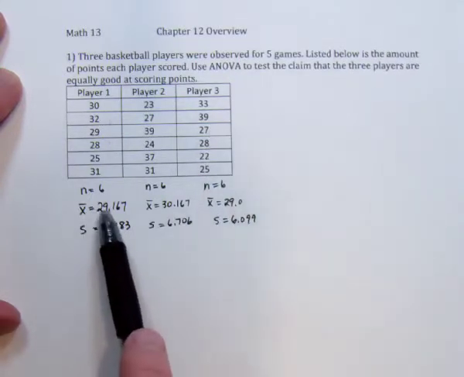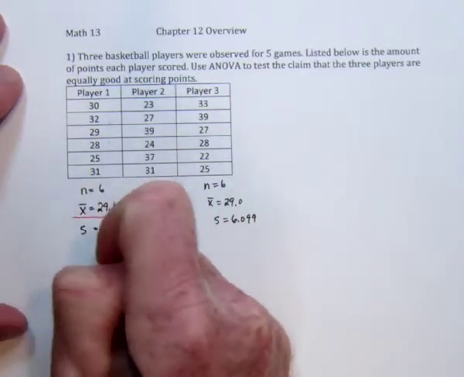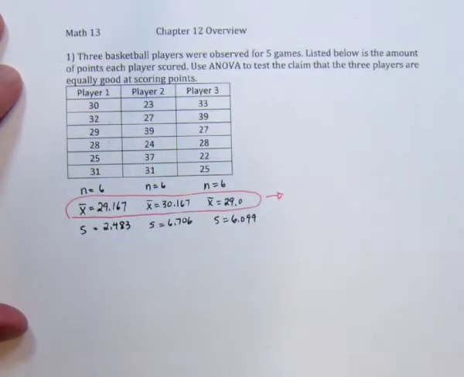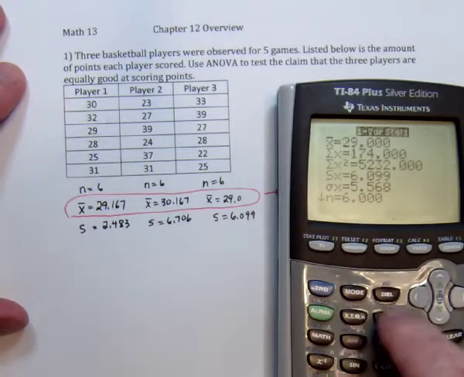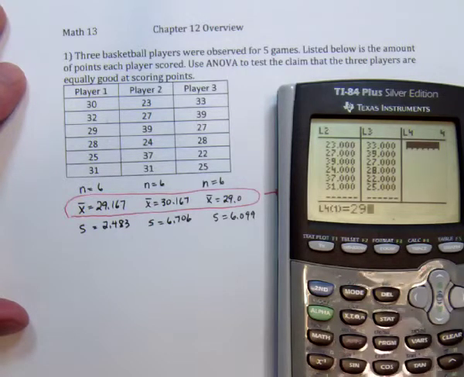So we're going to be testing the claim about the mean, but we're going to be doing it by looking at variances. So one thing to do is find out what is the variance for these 3 means. In other words, is there a lot of difference between these means? How much do they vary? So what I need to do is take those 3 and put them in a list. So let's see, I should have list 4, okay, and empty, there we go. So 29.167 and 30.167 and 29 exactly.